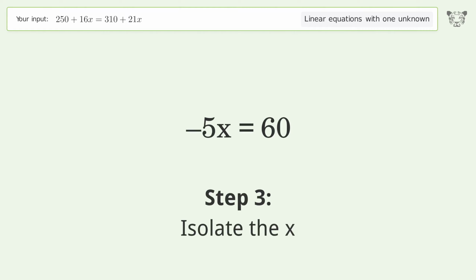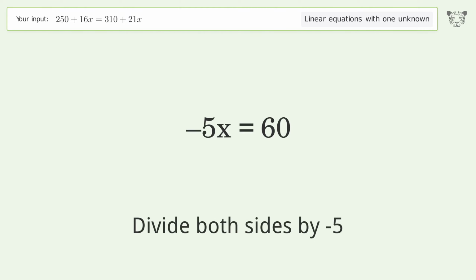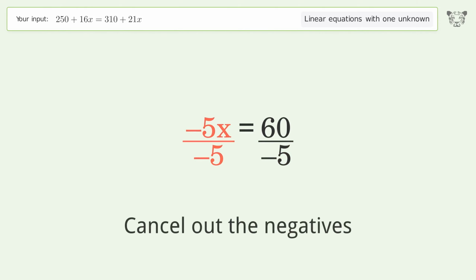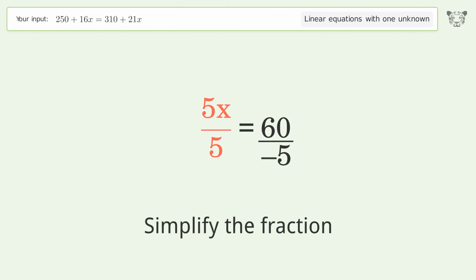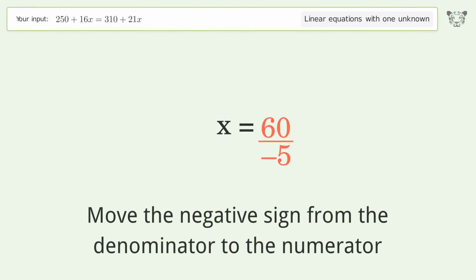Isolate the x. Divide both sides by -5. Cancel out the negatives. Simplify the fraction. Move the negative sign from the denominator to the numerator.